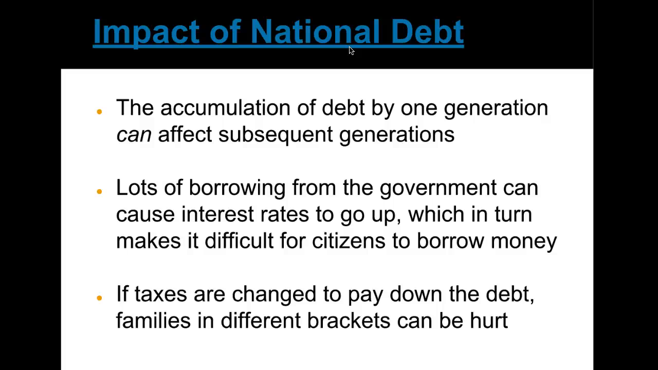Lastly, if taxes are changed to pay down the debt, families in different tax brackets can be hurt. That's called the redistribution of income. Suppose, let's say, for example, that the government taxes upper income individuals, so higher earning individuals, and they spend that money on the poor in the form of transfer payments. That would redistribute the income from the rich to the poor, and the opposite would happen if the poor were taxed and money spent on the rich.